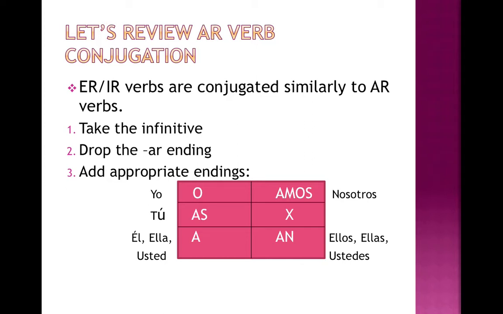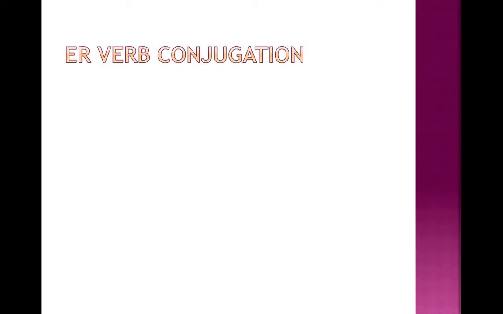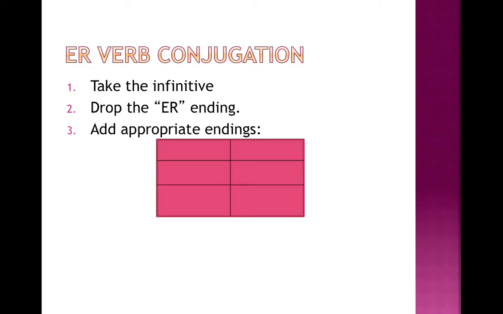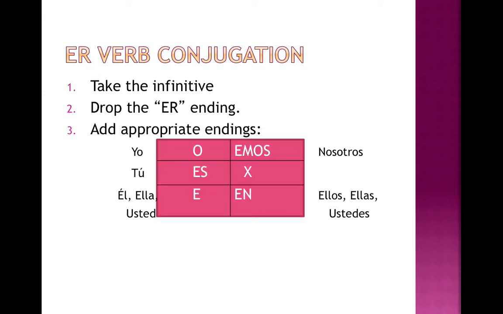When we do ER and IR verbs, it's going to be the same type of format. If you have a verb that ends in ER, let's say comer, take that infinitive, drop the ER ending, and where we had A's, we're going to put E's: o, es, e, emos, en. So you need to write this box down. ER verb endings are o, es, e, emos, en, just like we had o, as, a, amos, an.